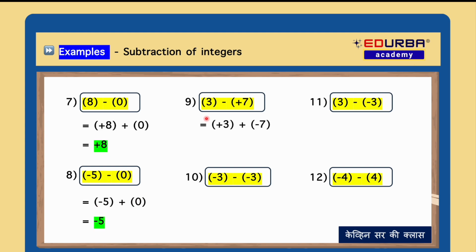We have plus 3 and minus plus 7. This minus becomes plus, 7 becomes minus. Now we have a combination of plus and minus. That means we take the sign of the bigger number, which is minus 7. And 7 minus 3 is going to be 4. So minus 4 is going to be the answer.